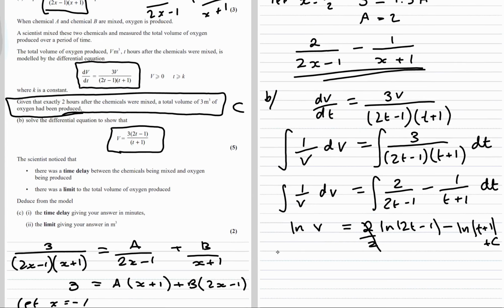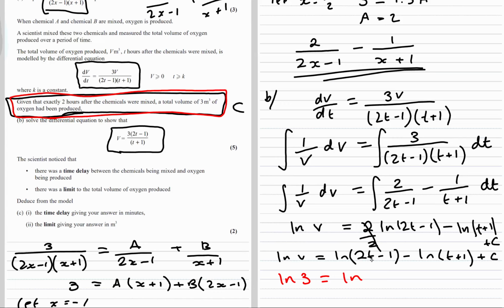So that gives us ln v equals ln(2t − 1) minus ln(t + 1) plus c. I haven't done any work there, I've just rewritten it. So we've been given the information 2 hours. So when t is 2, v is 3. So let's substitute that information in. When t is 2, v is 3.